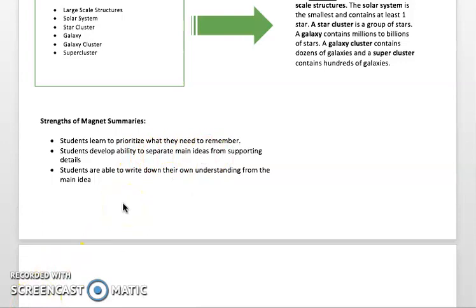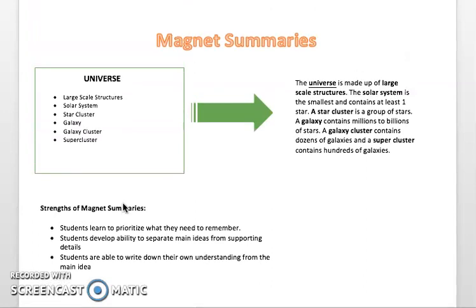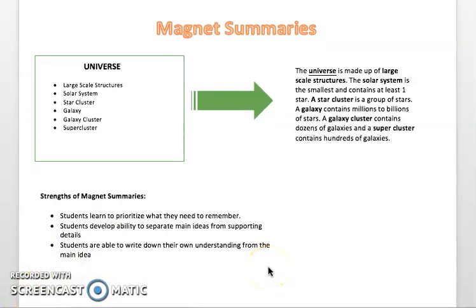And most importantly, students are able to write down their own understanding from the main idea in a way that they can remember. Magnet Summaries is an appropriate strategy to use with a science textbook because it promotes careful reading and rereading of the text. Using magnet words will help students examine the text structure and distinguish the main idea, and then summarize the text in a way that they understand, and it's easier for them to remember.